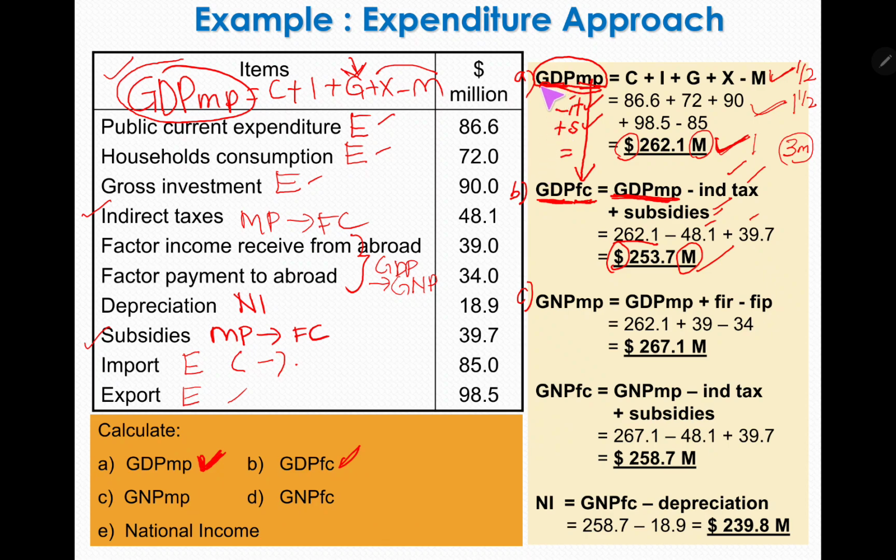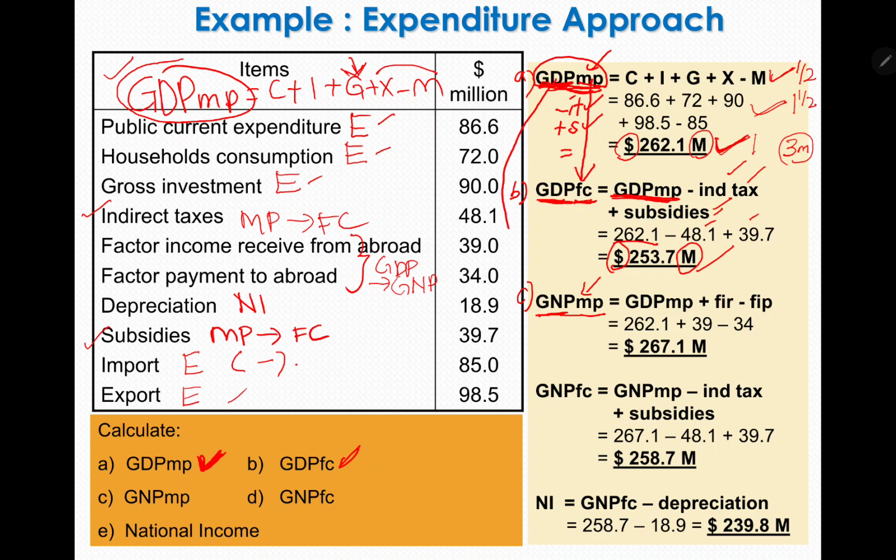In this case, I also have GDP MP. And this GDP MP, and for question C is GNP MP, it's better to use A to answer C, because A is in market price, C also in market price. So I don't have to adjust anything for this market price, because both are in market price. The only difference is, in A you have the value at gross domestic product. Now you want the gross national product.